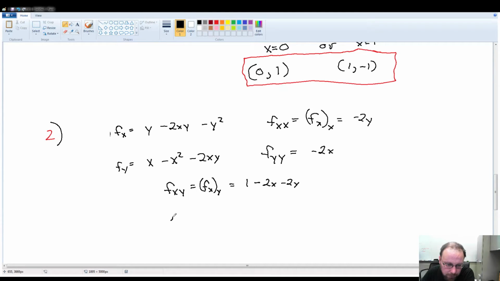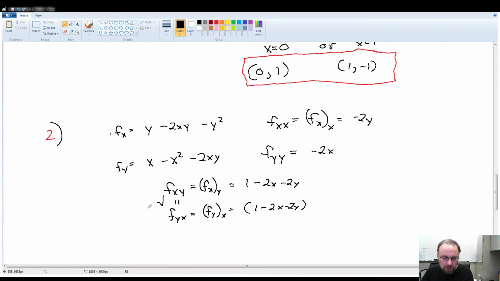And I guess I should go ahead and check. This is a very quick thing to do to make sure that I did this correctly, because these mixed partials should be equal. So the partial of f with respect to y differentiated with respect to x. And thank God they are equal, so that checks.